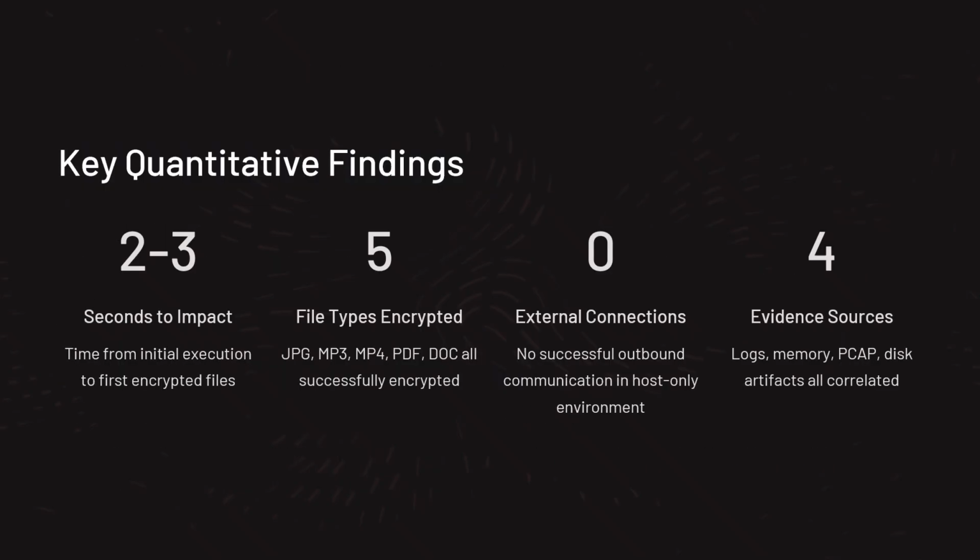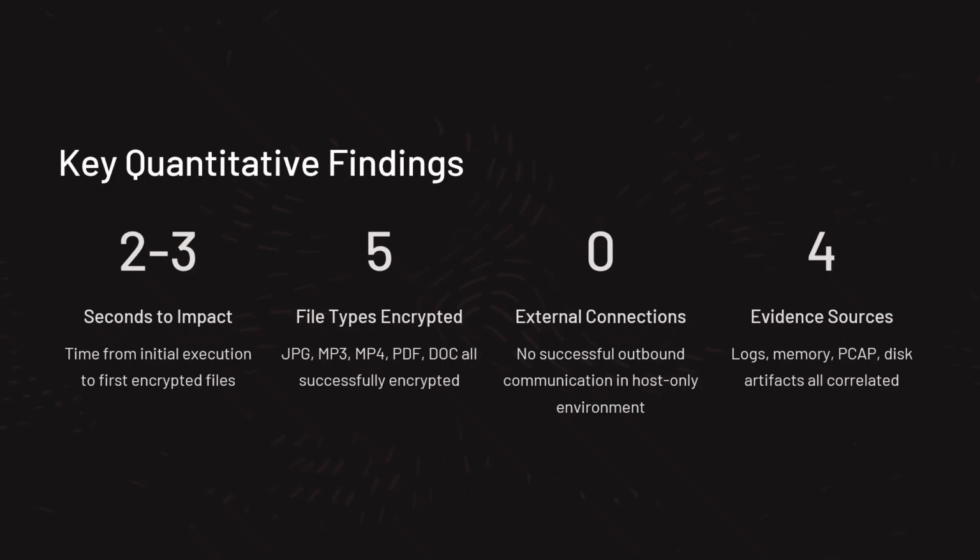For our key quantitative findings, we want to highlight how impactful and fast ransomware attacks truly are. The malware began encryption within seconds. It affected multiple file categories and rewrote entire directory structures. It generated numerous artifacts across the system and attempted external communication even when isolated. We quantified the encryption start time, number of encrypted files, number of ransom notes, creation times, and DNS attempt types. These metrics help organizations understand potential impact and the importance of proactive defense.